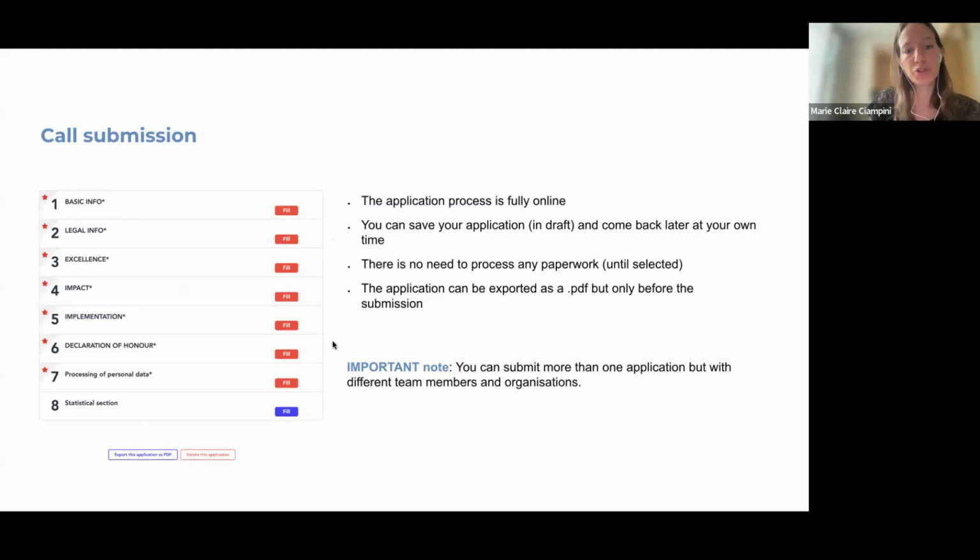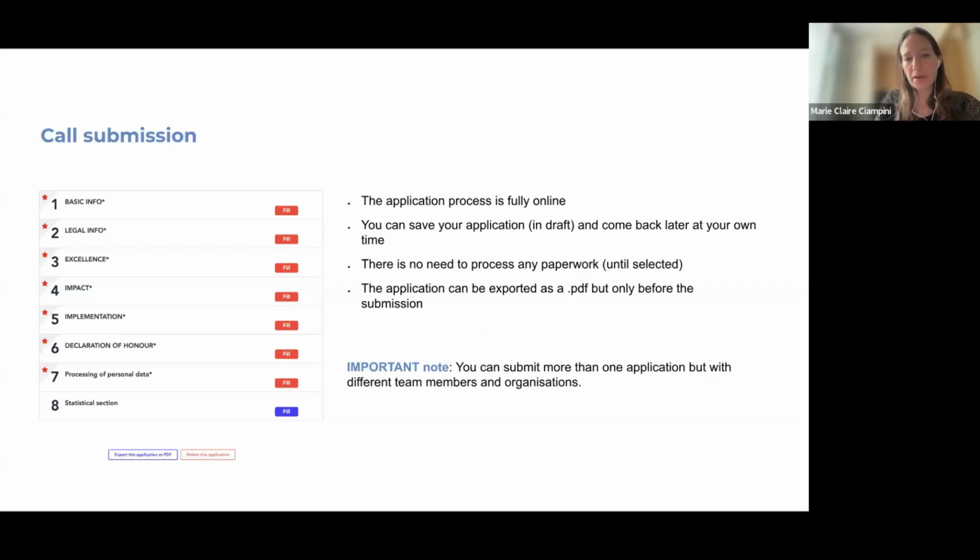Here is basically a screenshot of what the application sections look like. If any of you have any experience with Horizon 2020, Horizon Europe, etc., you will see that there is some overlap with the structure of the application form, notably excellence, impact, and implementation. So pretty straightforward. We have tried to design it to be simple. It's fully online. And you can save your application in draft, so you can come back to it as many times as you like. There's no paperwork. You can also download the application as a PDF, but only once you've submitted.